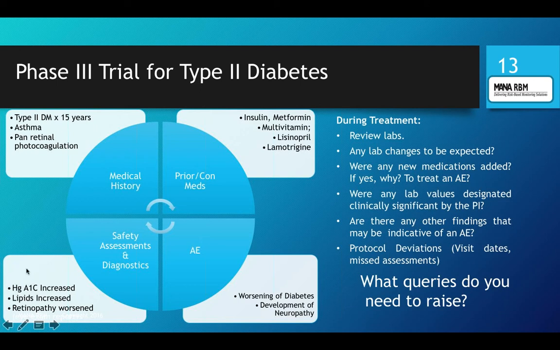And making sure that you can identify this. Again, with the lab of a hemoglobin A1C increased, that's telling you that the diabetes has gotten worse. So when you see this in your labs, and remember, we're doing that rectangular review, this is saying, oh, now I need to expect to see something like worsening of diabetes as an adverse event. When you're seeing lipids increased, then this could also be worsening of diabetes, or it could be some other cardiovascular disease. And you also see retinopathy worsened, which is why you saw this pan-retinal photocoagulation. But if you look at the AEs down here, it says development of neuropathy.